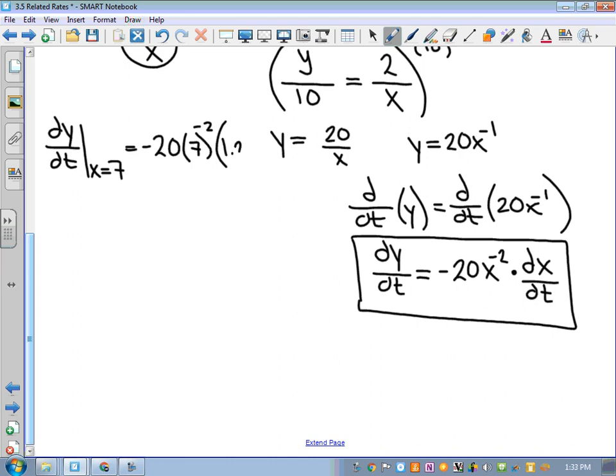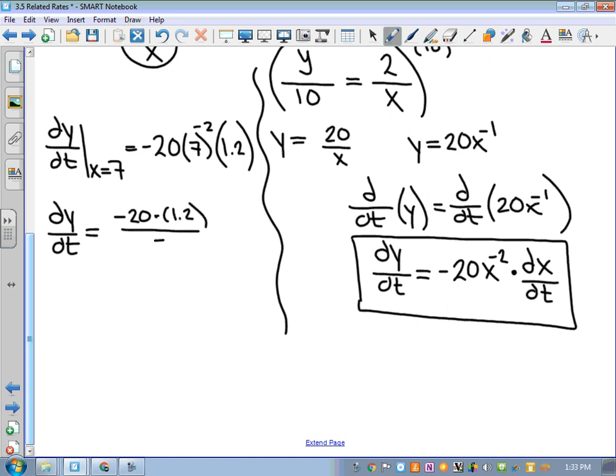And what we end up with is that dy over dt, and there's our negative right there, I'll write this out, is negative 20 times 1.2 divided by 7 squared. I kept that as a fraction just because it works so nicely and cleanly, but it's negative 24 over 49. So right around negative 0.5 meters per second. And we do see that we got a negative quantity, which makes sense because the closer he is to the wall, the smaller that shadow is.